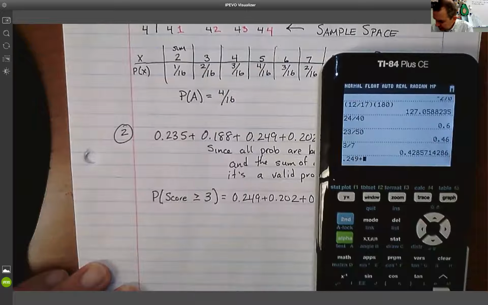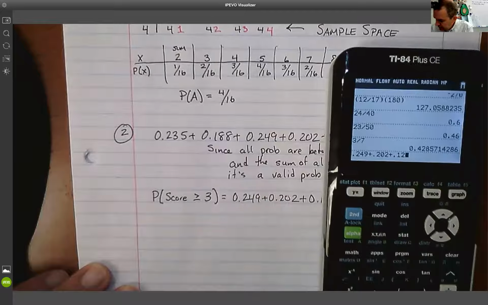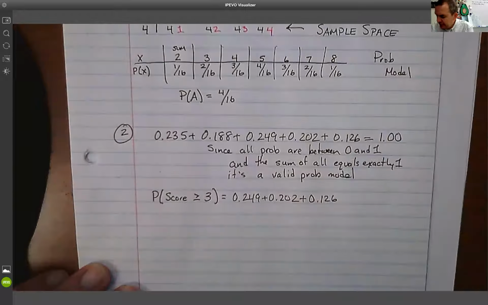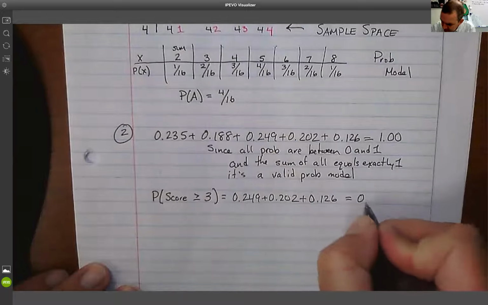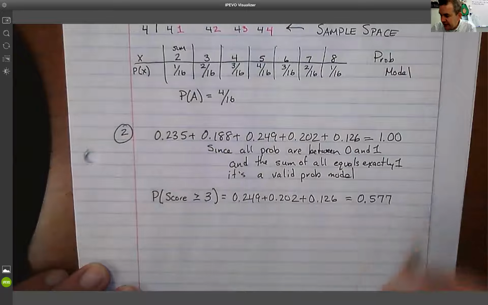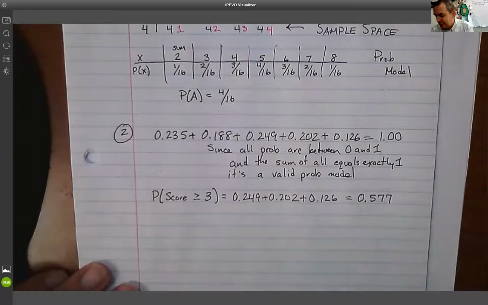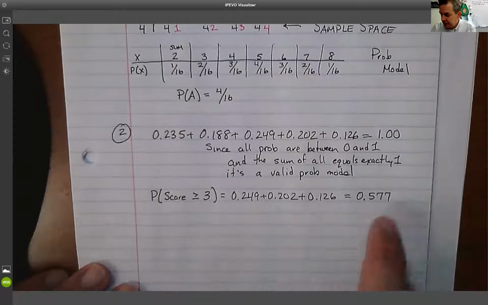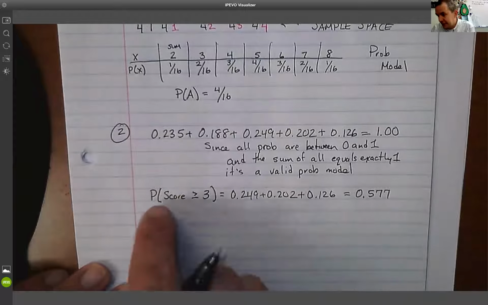0.249 plus 0.202 plus 0.126, so 0.577. So in this case, the probability of getting a 3 or better is a little bit greater than 57%. There's my work, there's my answer, there's my complete sentence I gave.